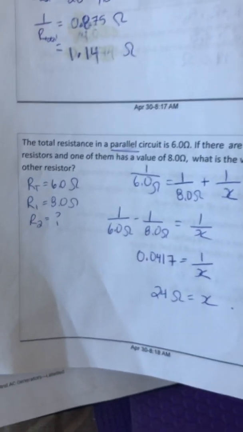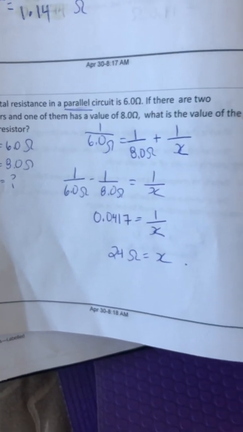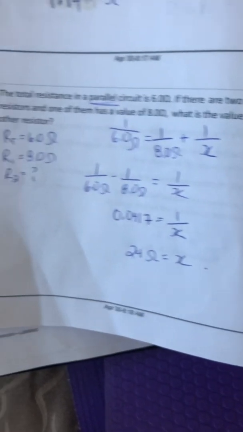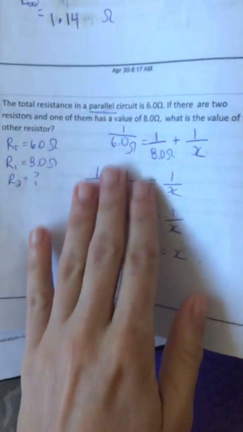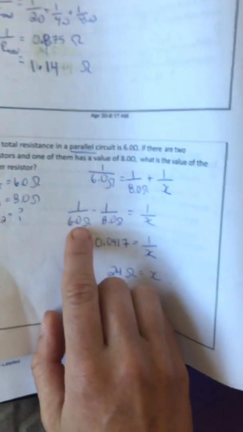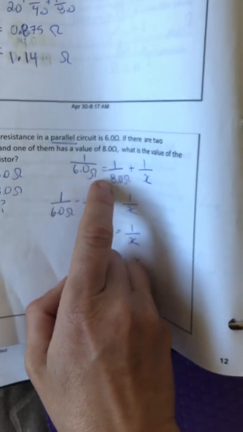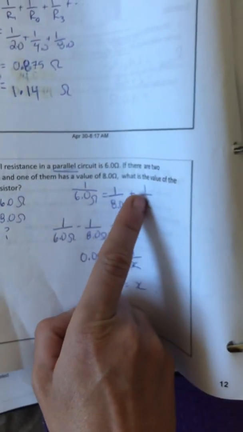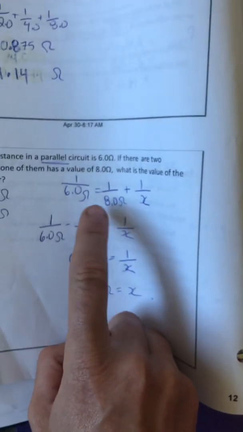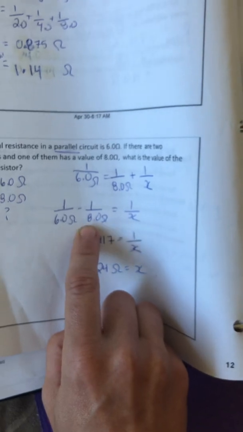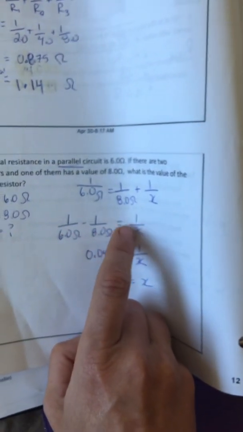Now, the total resistance in a parallel circuit is 6 ohms. If there are 2 resistors and one of them has a value of 8 ohms, what is the value of the other resistor? In this situation, we're solving for an unknown resistance. We have our total, which is 6, and the other information given to us was 8. So we're going to manipulate our equation to have x by itself. We subtract 1 over 8 from both sides, so 1 over 6 minus 1 over 8 equals 1 over x.